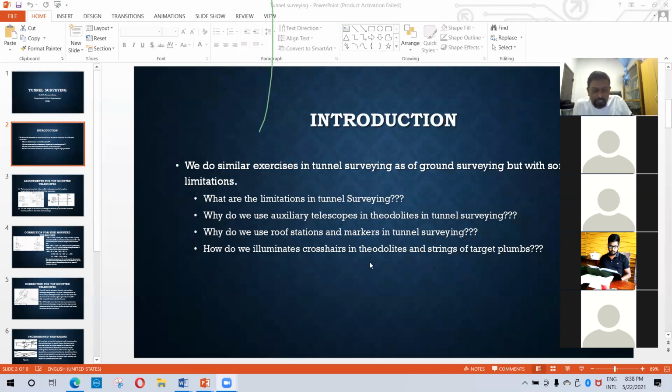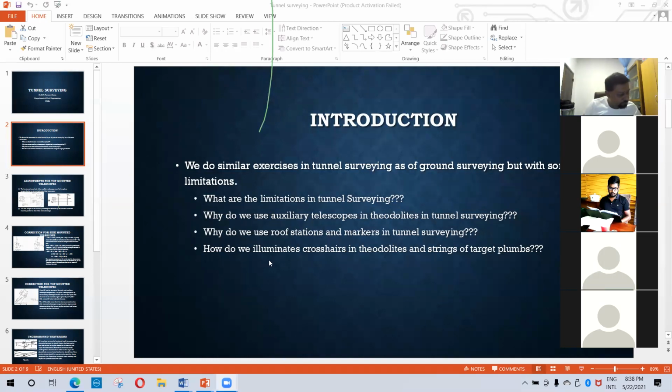The fourth question. How do we illuminate crosshairs in theodolites and strings of target plumbs? According to your book, we can illuminate the crosshairs by flashing a beam of light on the crosshairs. Yes. That is how we do that. Then how are we going to illuminate the targets? Yes. The target sight is usually a plumb bob string. Okay.